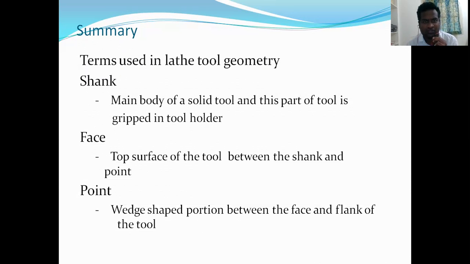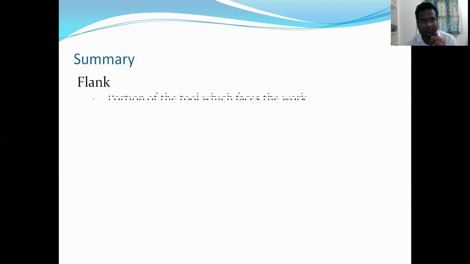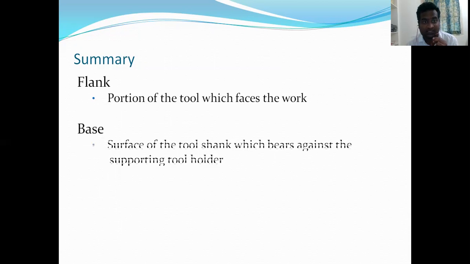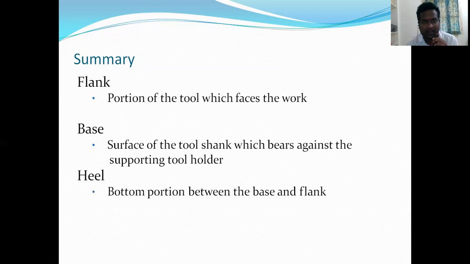These are all observed in our lathe tool geometry. Shank is the main body of the part, and face is the top surface of the tool between the shank and point, and the point is the wedge shaped portion between the face and the flank of the tool. And the flank, the portion of the tool which faces the work. Base is the surface of the tool shank which bears against the supporting tool holder. And heel, the bottom portion between the base and flank.